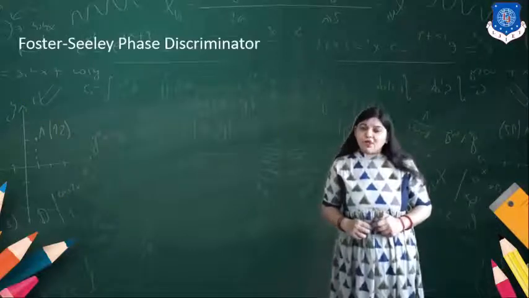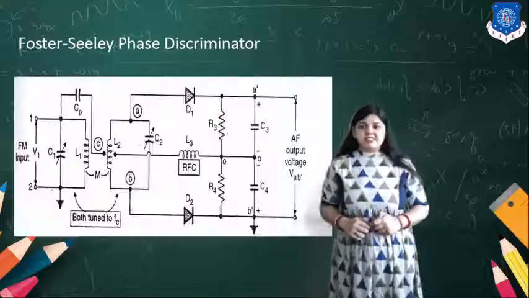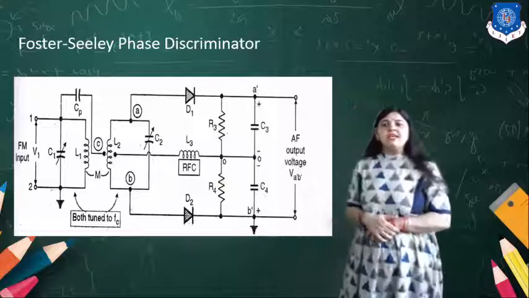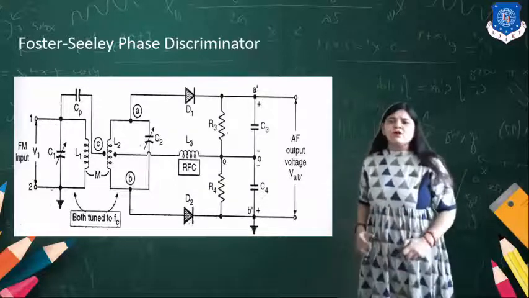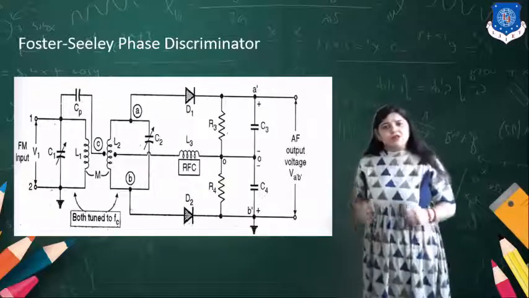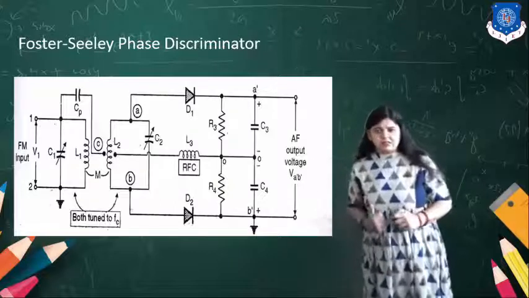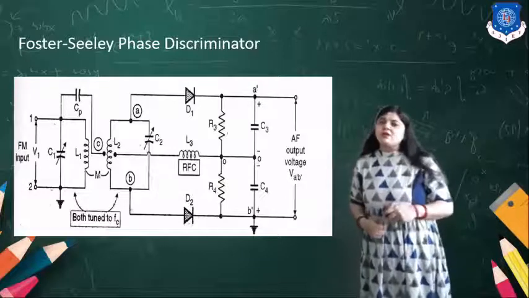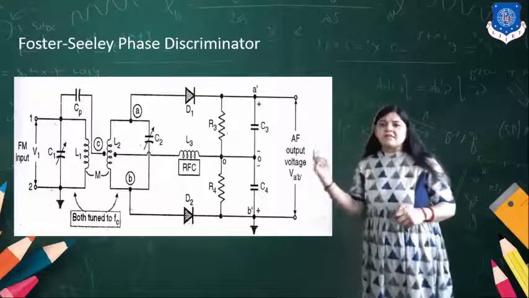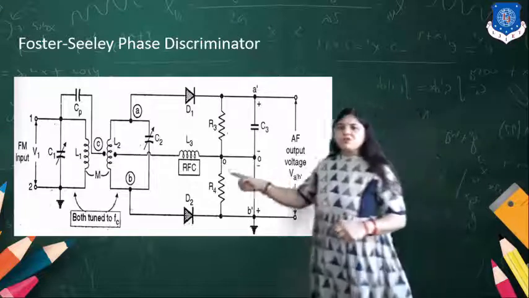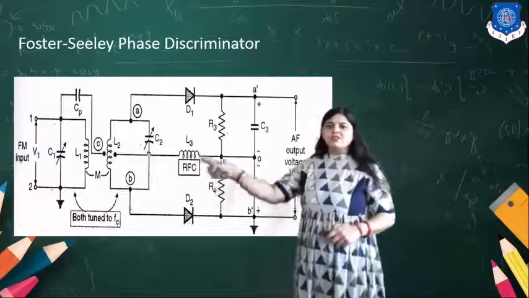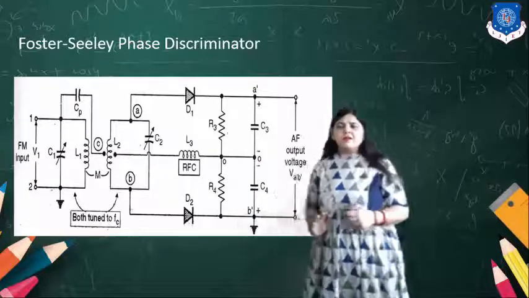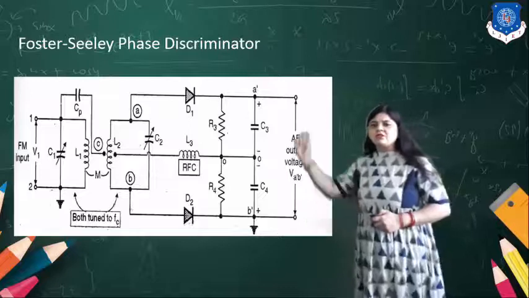Now the Foster-Seeley phase discriminator. This is the diagram of the Foster-Seeley discriminator, which consists of two parts in the circuit diagram. The first part, up to C2, is the phase discriminator. And over here, this circuit has two halves.